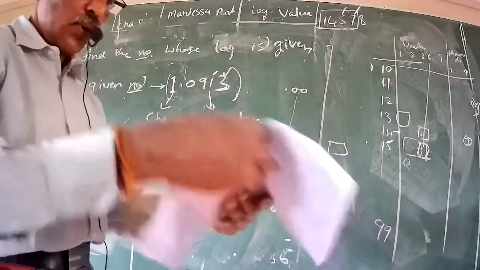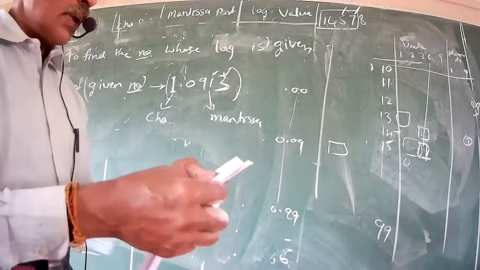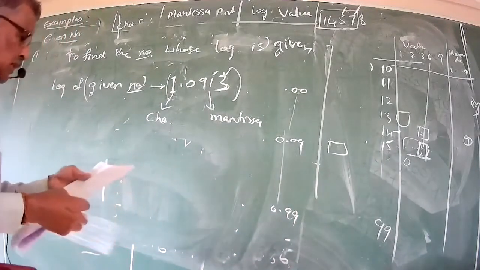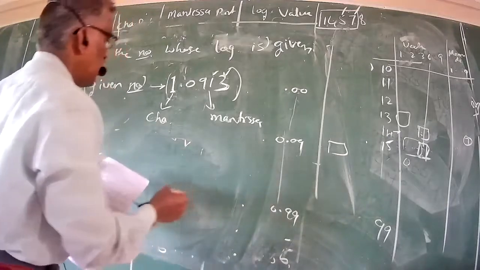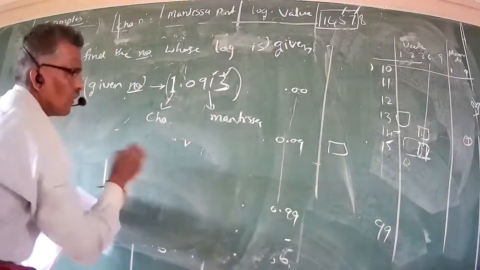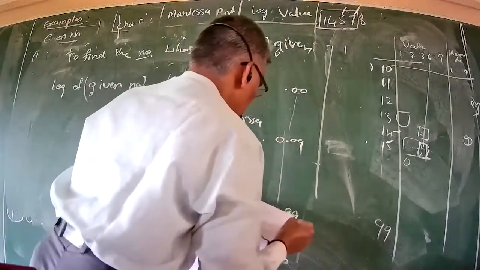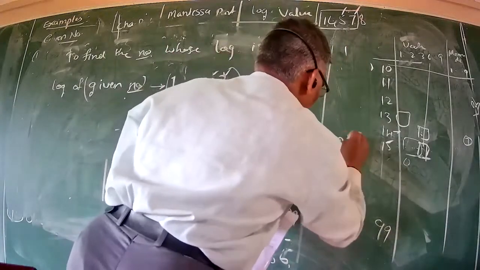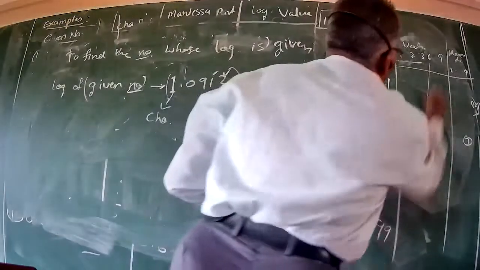In the present case, the number is headed by 0909, and the number here is 1233. The next step is the same row, mean difference column.